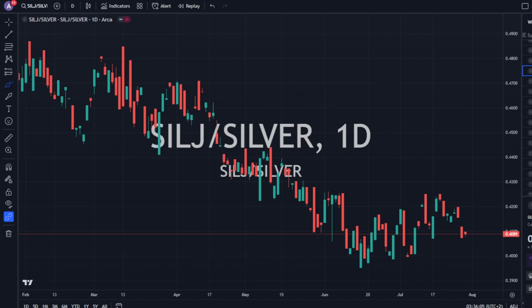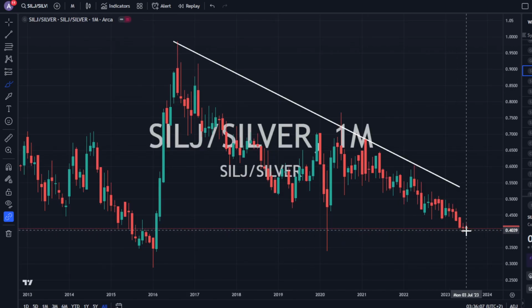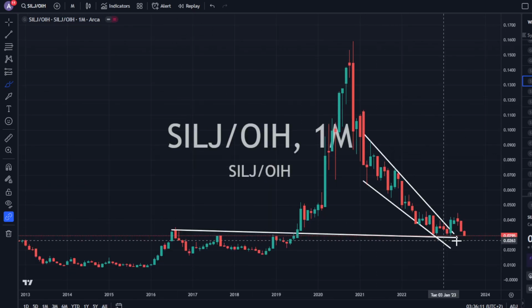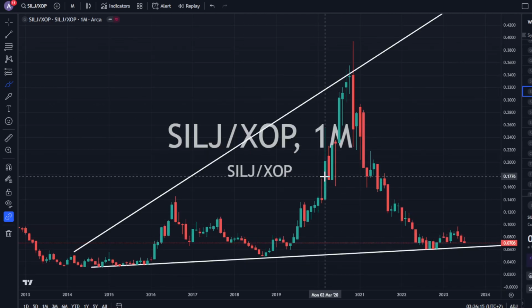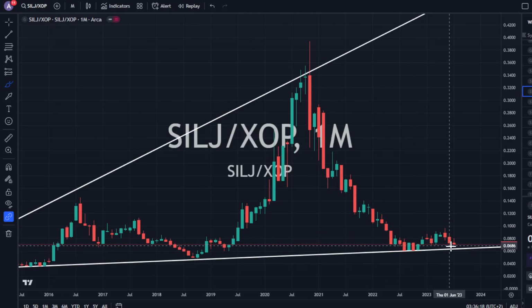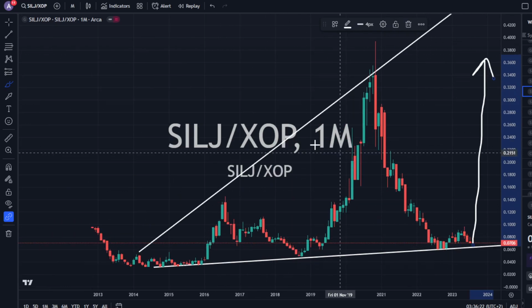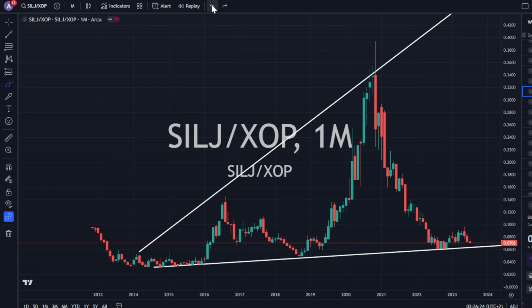SILJ versus silver, still incredibly cheap for SILJ. We've got SILJ versus OIH. It looks actually good for SILJ. This is a retest move. SILJ versus XOP, it's really low in this expanding wedge, and I think that we are going to go way up. This also matches almost exactly the TYX-TNX ratio.